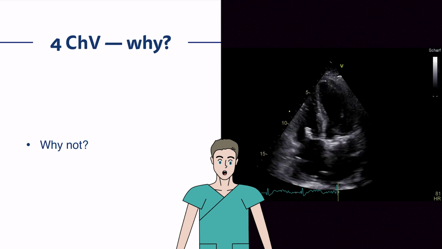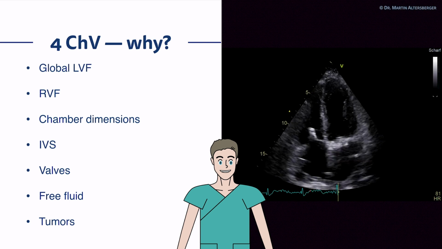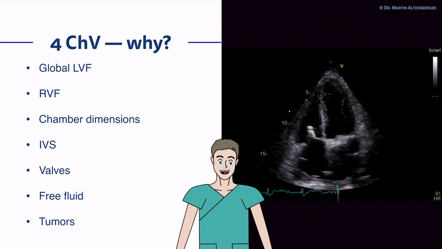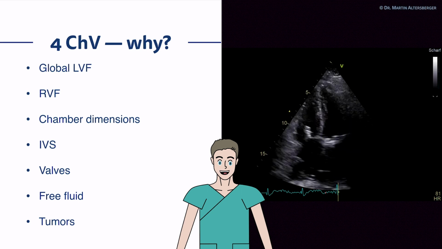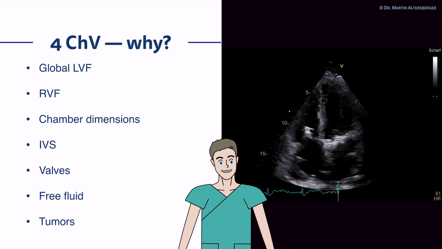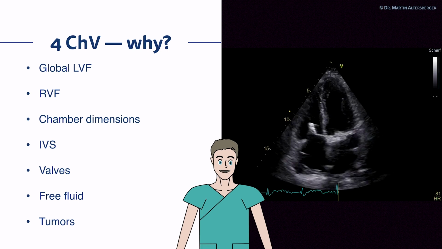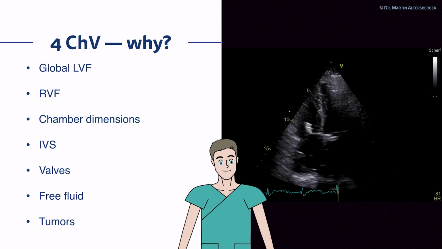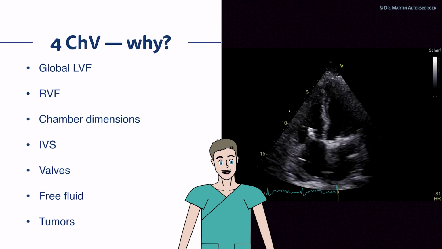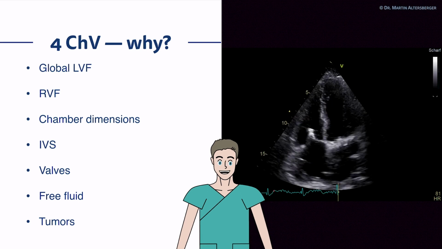Why should we use then the apical four-chamber view? And the other question around is, why should we not? The apical four-chamber view is simply amazing. You can see the global left ventricular function, you can see right ventricular function, you see the chamber dimensions of the left ventricle, the right ventricle, the left atrium, the right atrium. You see the interventricular septum, you see the interatrial septum, you see almost all the valves you want to find. You see tumors, you see free fluids, so pericardial effusion, thrombi. So with the four-chamber view, that is the view you want to go in cardiology from my personal standpoint.